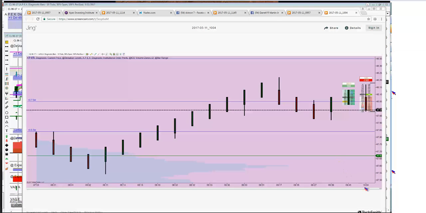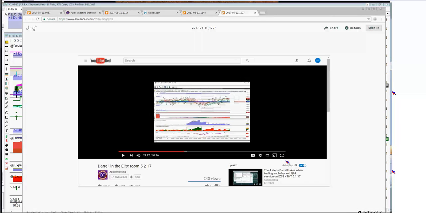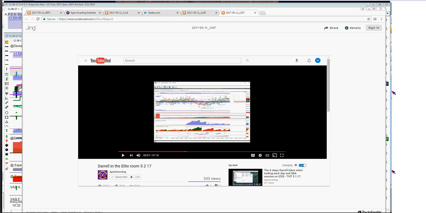Okay, see, I stretched that a little bit further out. You don't need that far back on your order print chart. You will need that far back on your other charts. See, Mike, this little button right here, it's a maximize button. Click the maximize button, that square, and it'll take your screen.